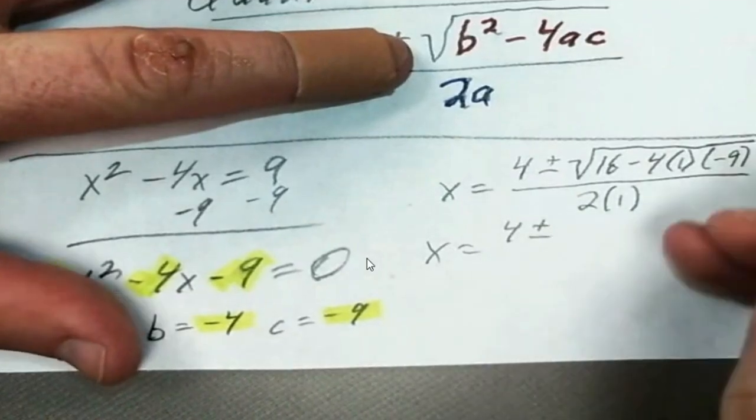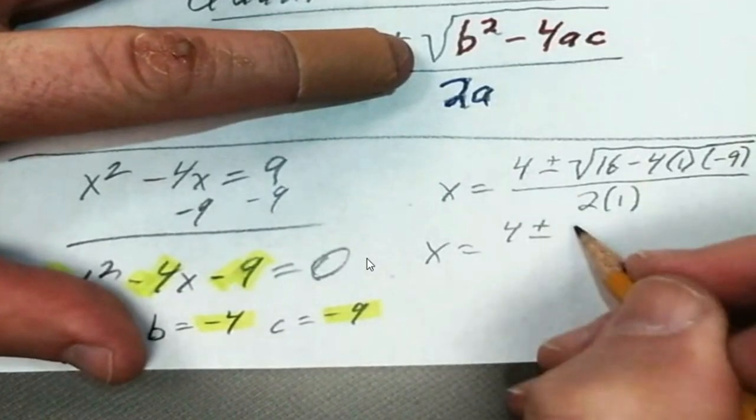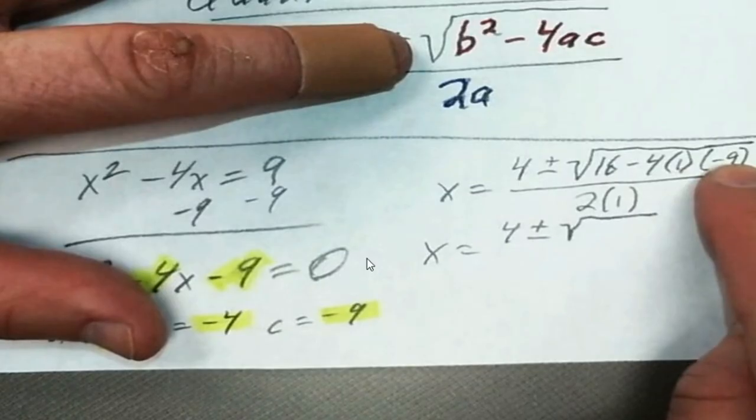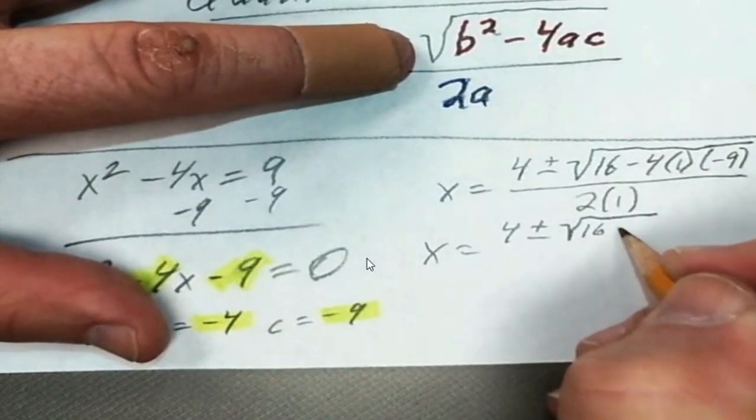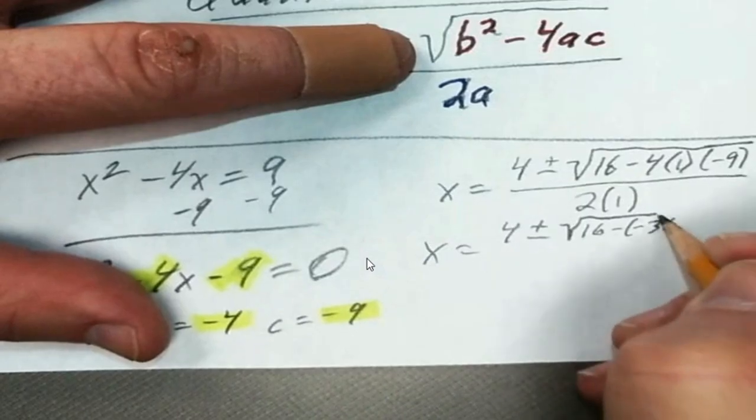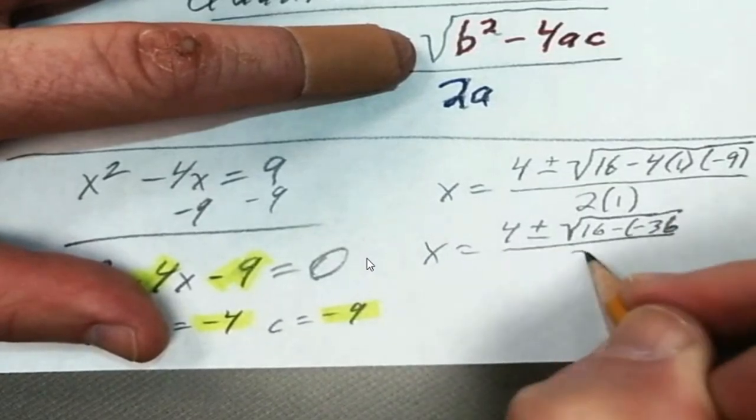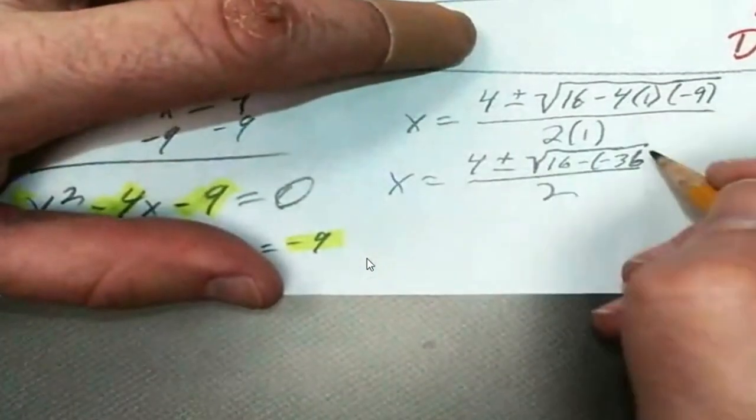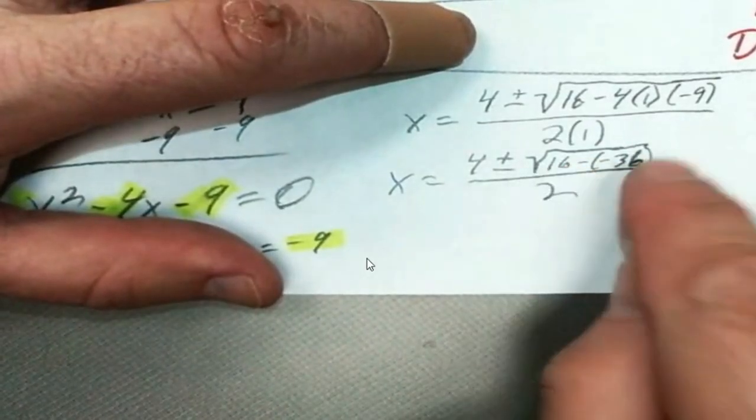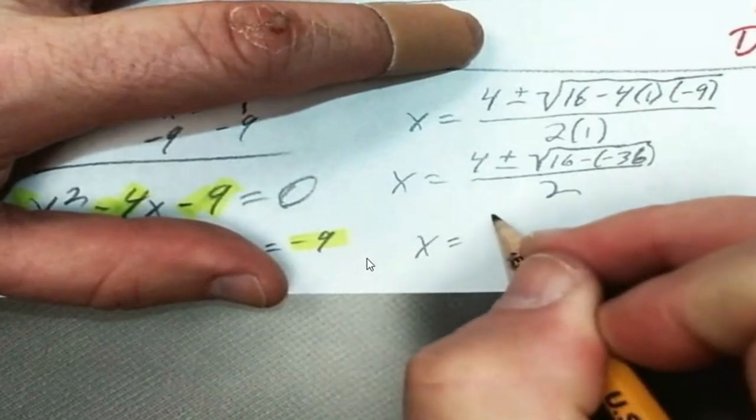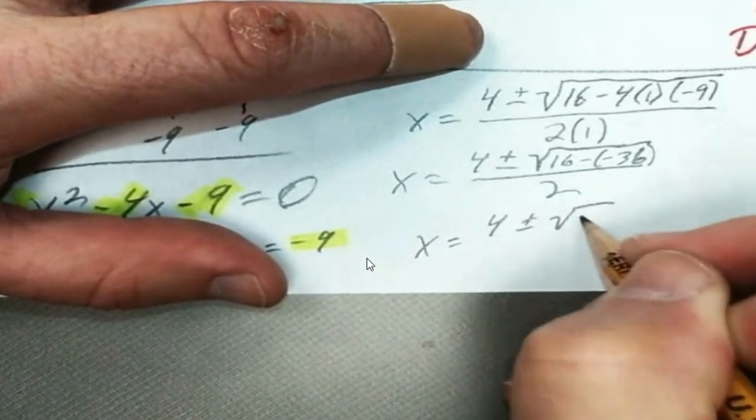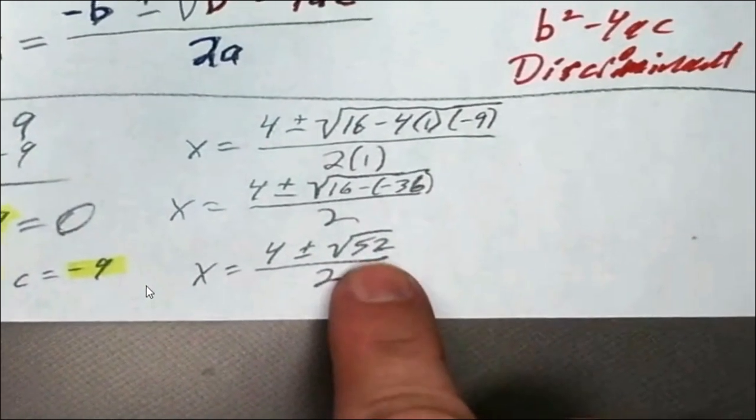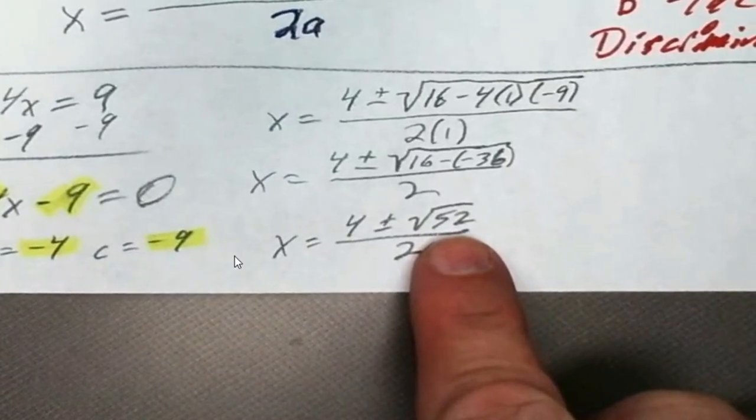4 plus or minus the square root of what? 16 minus 4 times 1 is 4, times negative 9 is negative 36. So 16 minus negative 36, over 2. All right. 16 minus negative 36 means 16 plus 36. So this is 4 plus or minus the square root of 52 over 2. Can we simplify that? Surely that can be simplified.